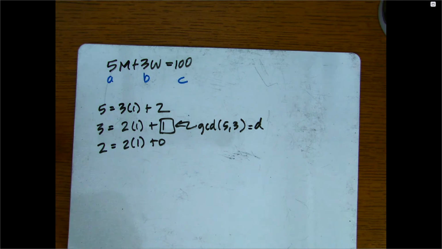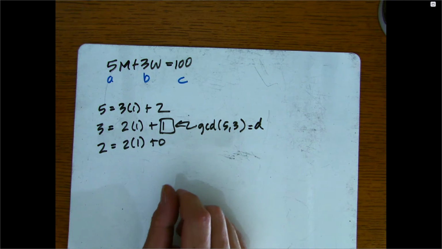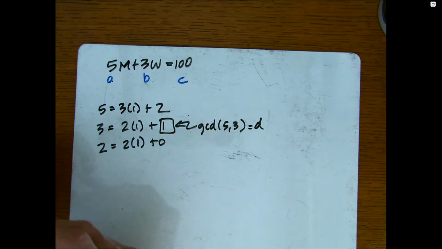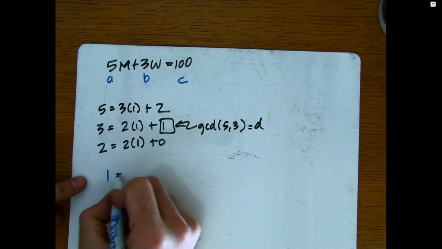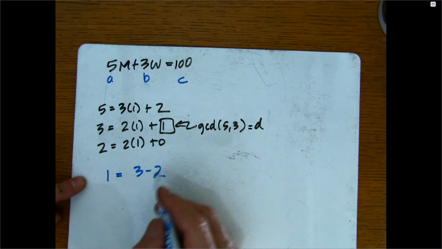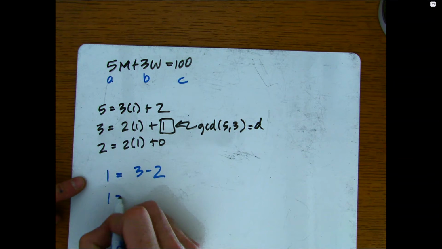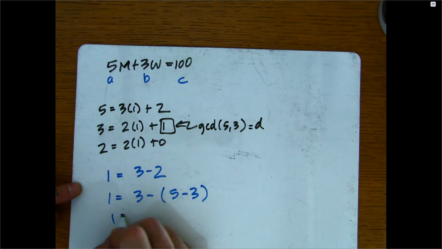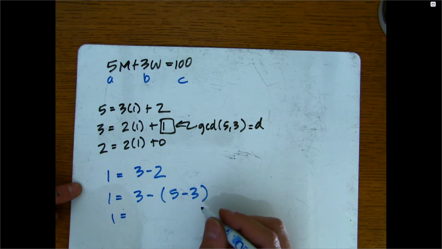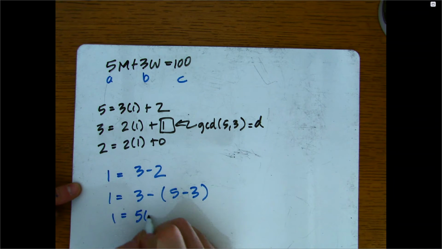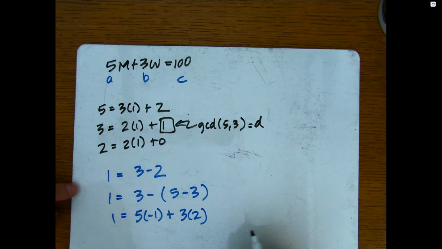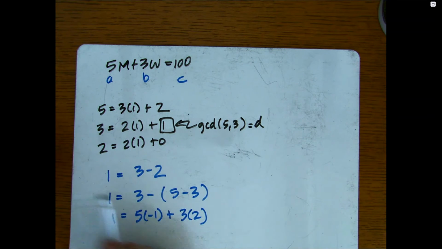So we should be able to write 5 and 3 as a linear combination equals 1 and then scale it up by 100 to get a particular solution. So let's go ahead and do that next. So shifting gears and sort of reversing the Euclidean algorithm, what we would write is 1 is equal to 3 minus 2. Now 2 can be written as 5s and 3s. So 1 is equal to 3 minus (5 minus 3). So that means 1 can be written as 3 minus a negative 3, negative 1 times 5. So it looks like it's 5 times negative 1 plus 3 times 2. So negative 1, 2 is an x naught, y naught.